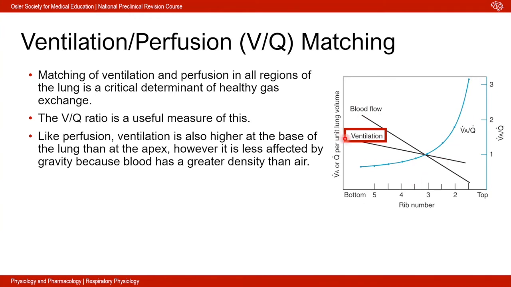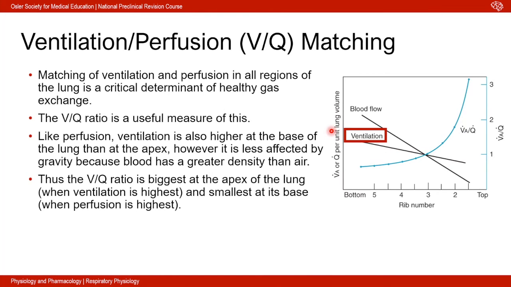So talking about ventilation now, it's also higher at the base than at the apex. This is also due to the effect of gravity, but obviously, as we're talking about air rather than blood, it's going to be slightly less affected by gravity. That's how I would remember how to draw this graph: we've got the steeper line, which is the blood, the heavy blood, which is grounded towards the bottom, and we've got this air, which is affected by gravity, but not so much. So they're both going higher to lower, but the air is going slightly less high to less low, and that's why they cross there.